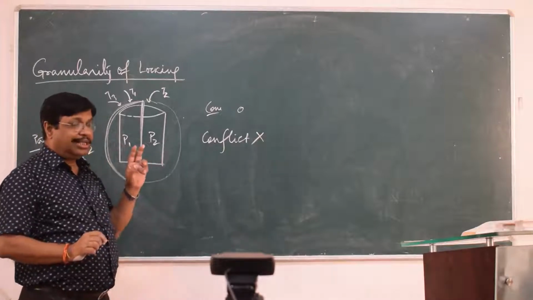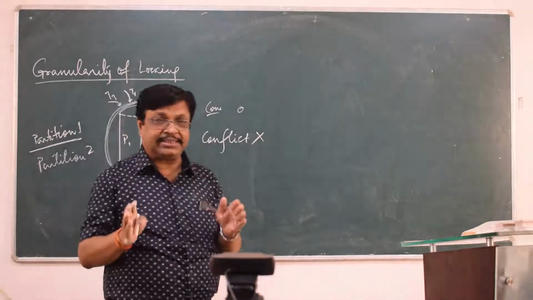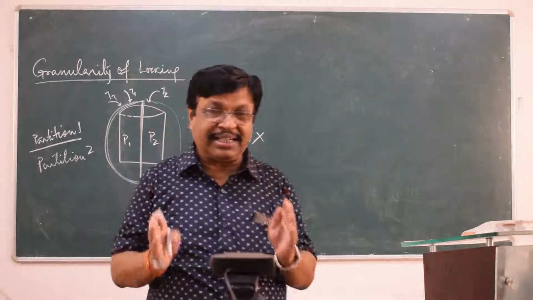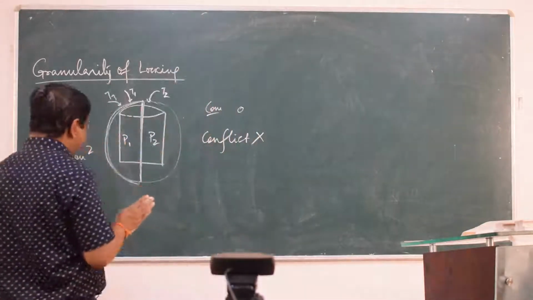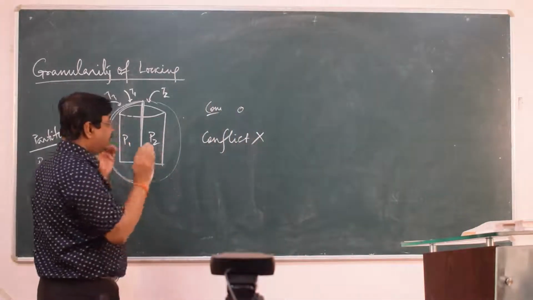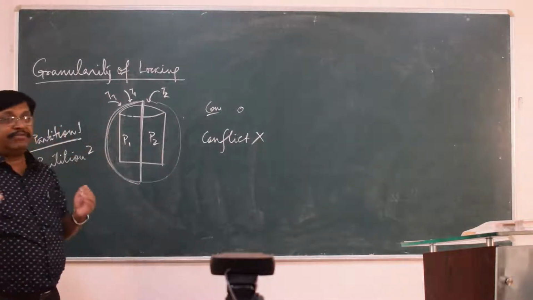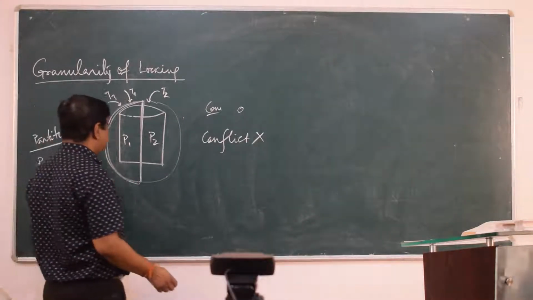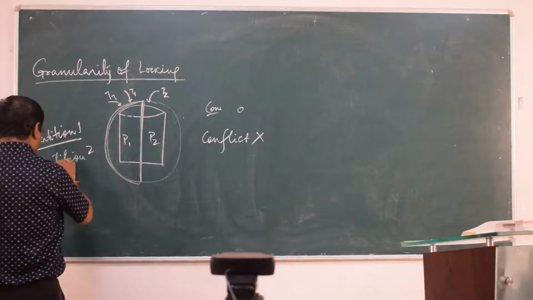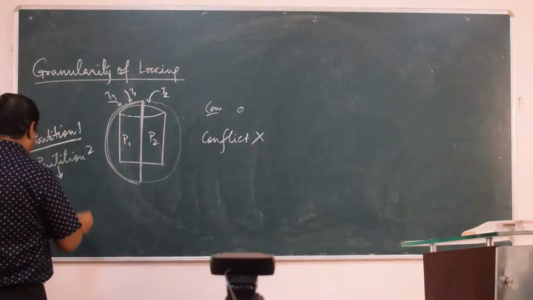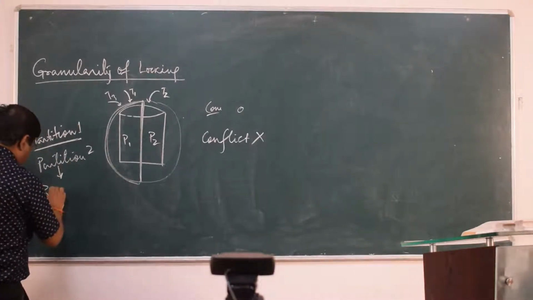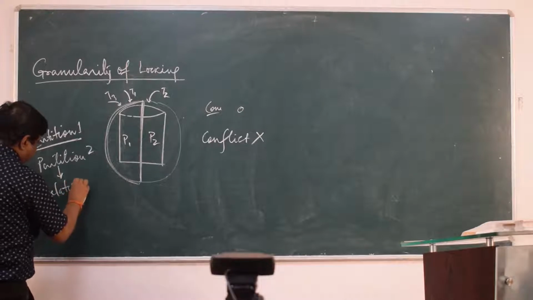So in this case, only two transactions can work concurrently. Other transactions would be in waiting state. So another option we have here, we can partition, we can lock relations.